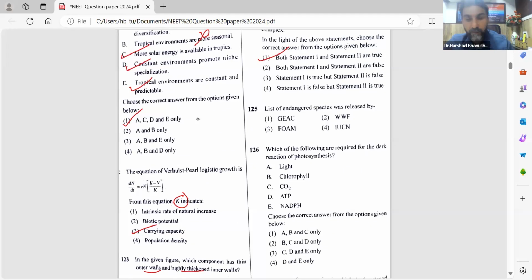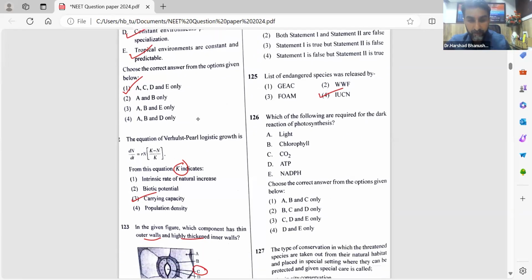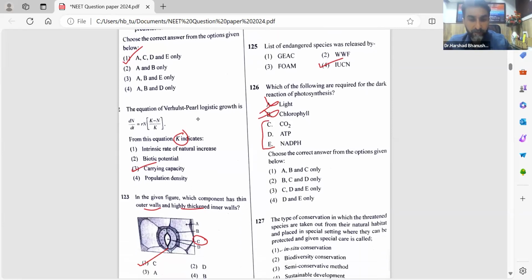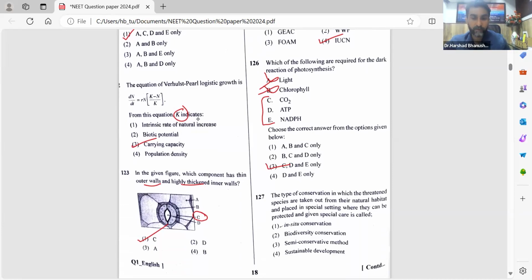The list of endangered species is maintained by the International Union for Conservation of Nature. That is IUCN. That is the list. Dark reaction would not need light, would not need chlorophyll, would require these 3 factors. That is C, D, E. So answer would be option number 3.